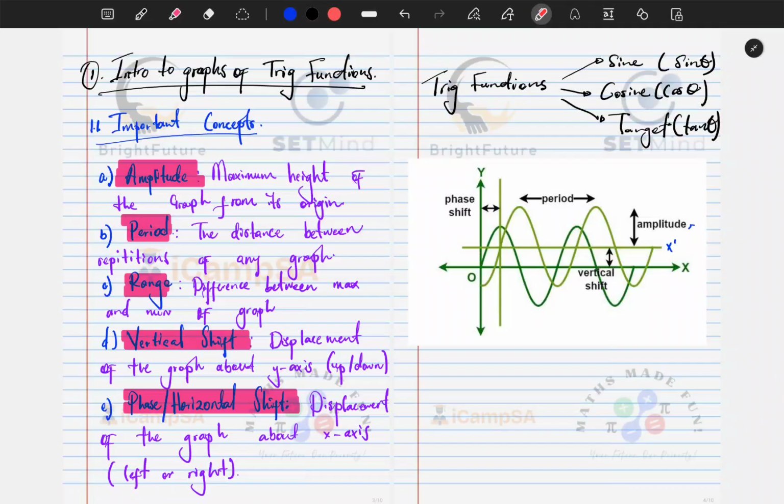So those are the important terms that we need to know, and we need to understand these concepts in order to understand this topic. Great. So let's move on.